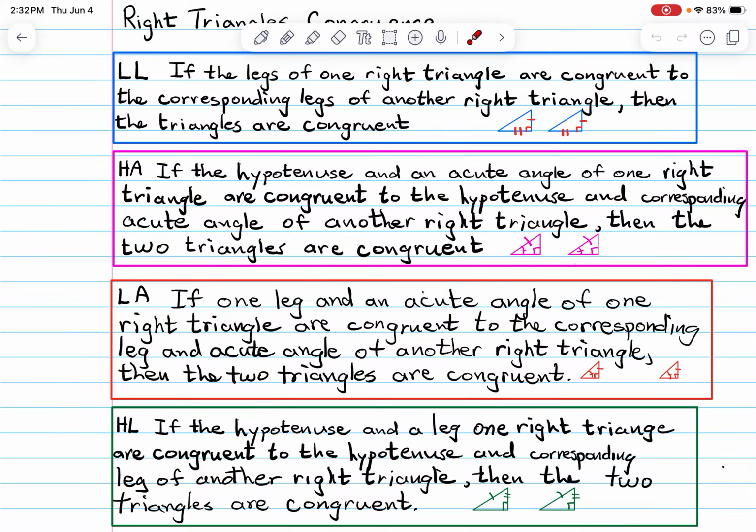If we're talking about right triangles, what to think about is that we already know one of the angles in a right triangle. All right triangles have one angle congruent, the right angle. Every right triangle is going to have one angle congruent to every other right triangle. So there you go.